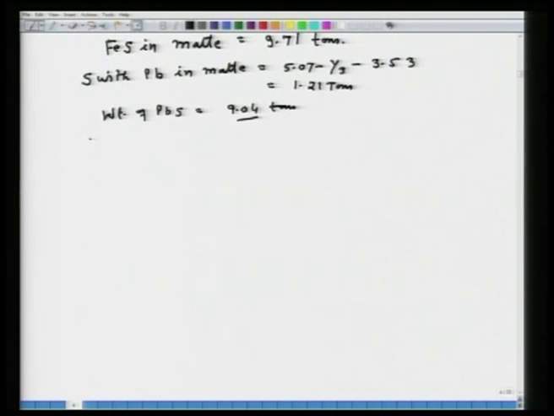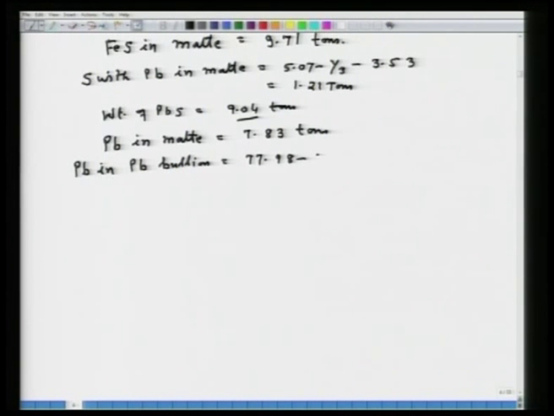So, now I can calculate lead in mat. Lead in mat will be 7.83 tons. It is simply 207 by 239. So, lead in mat I know. Now, I can calculate lead in lead bullion. That will be equal to 77.98 minus 7.83, that will be equal to 70.15 tons.